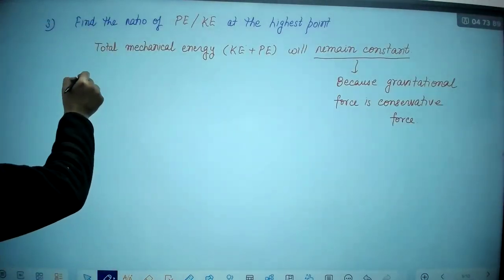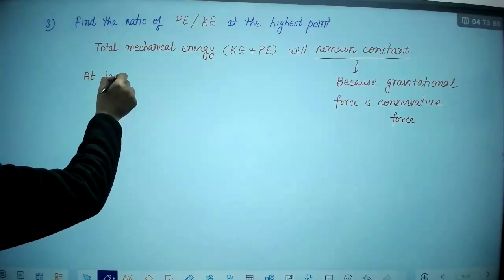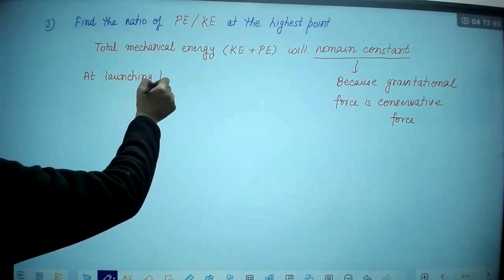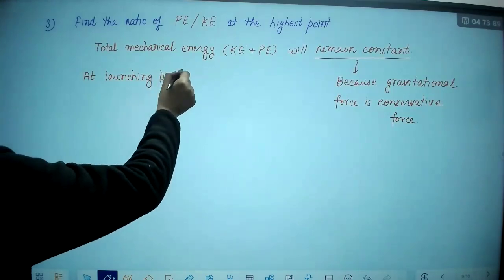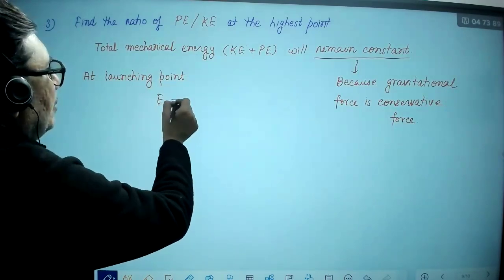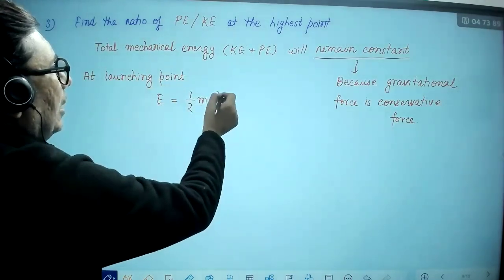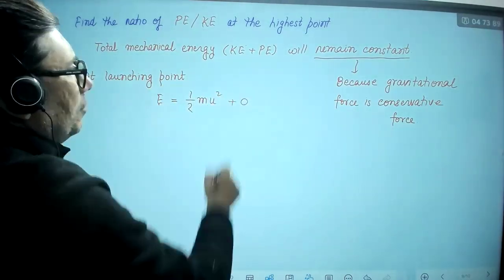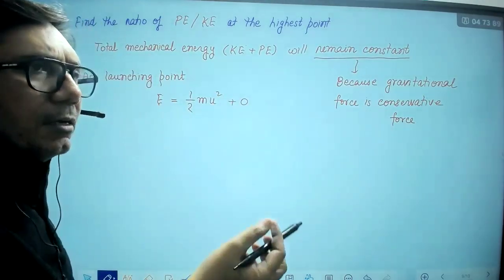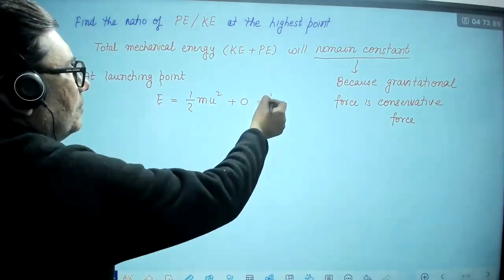At the launching point, what will be the total energy? E will be 1 by 2 m U square, with U the velocity you are launching with, and potential energy is 0 because height is 0. You are launching the particle from the ground, so height is 0, potential energy is 0, and this is the total energy.